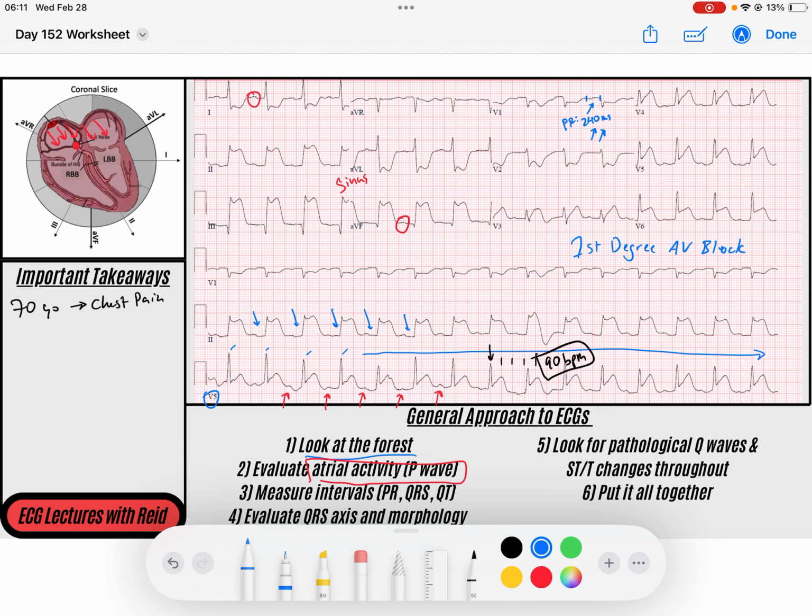Next thing we're going to do is evaluate our QRS complex. And so we said my QRS was narrow, right? You can see if I come up here to aVR, here's a nice picture of my narrow QRS. My QRS is less than 3 small boxes, or less than 120 milliseconds. The axis of my QRS is upright in lead 1, and it is upright in aVF, and so that tells me that my QRS axis is going down and to the left, which is normal.